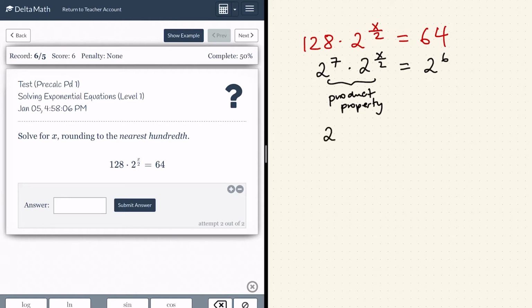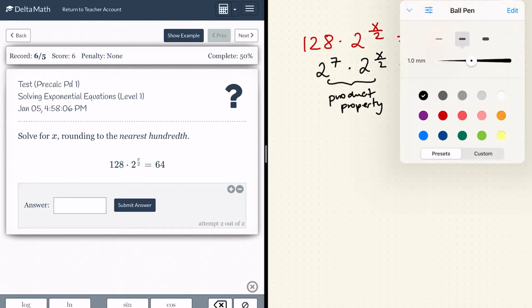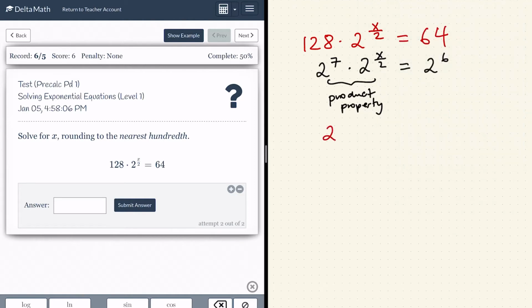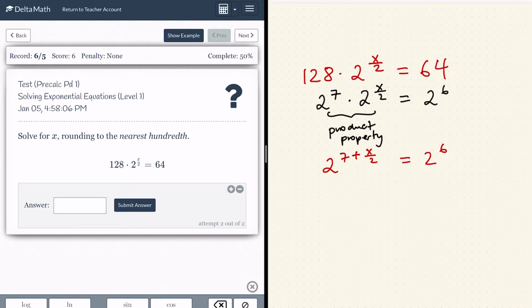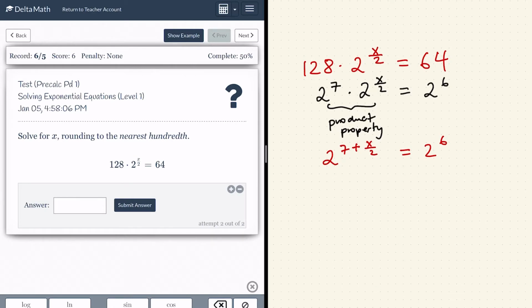So therefore, we have 2 to the power of 7 times 2 to the power of x over 2, which is equivalent to saying 2 to the power of 7 plus x over 2 is equal to 2 to the power of 6. And in mathematics, the equality property states that if two bases are the same, we can just ignore them and look at our powers. So therefore, x over 2 plus 7 is equal to 6.